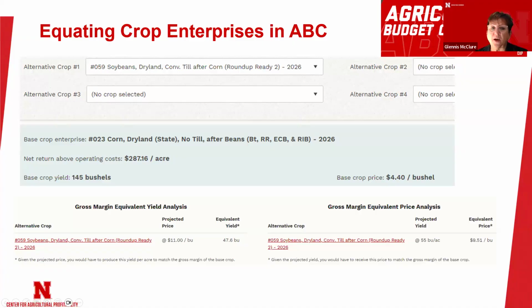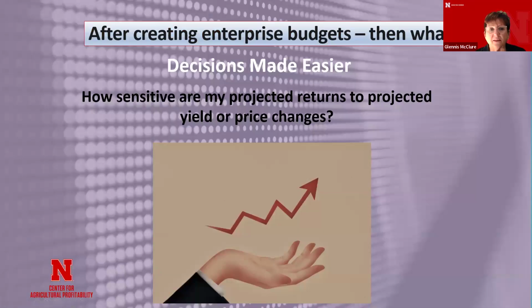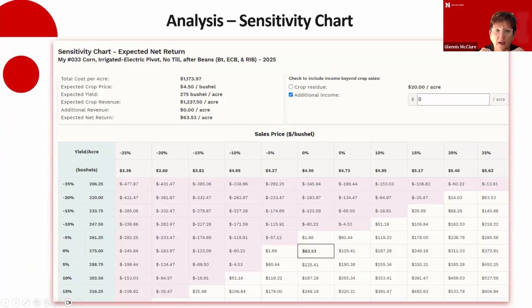And so then we might want to ask, how sensitive are my projected returns to projected yield or price changes? So again, not taking into account crop insurance possibilities, but this is a little bit older chart. This is from 2025, but this is a sensitivity chart. So this is showing that our expected net return on this crop, we were looking at $63.53 an acre.